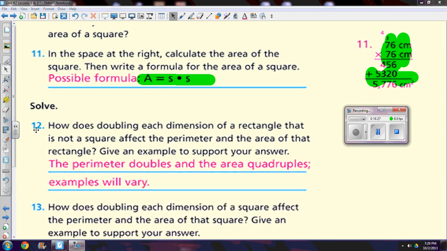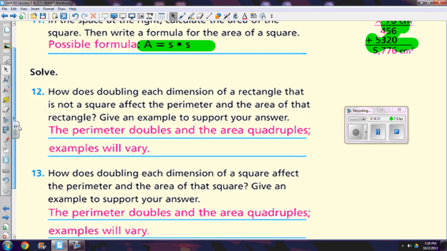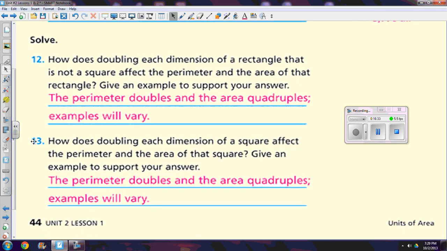Let's go ahead and just look at number 13, but we don't have to solve it or write it down. How does doubling each dimension of a square affect the perimeter and the area of that square? Give an example to support your answer. So if you were going to double the dimensions of a square, how would that affect the area and perimeter of that square? The perimeter doubles and the area quadruples.